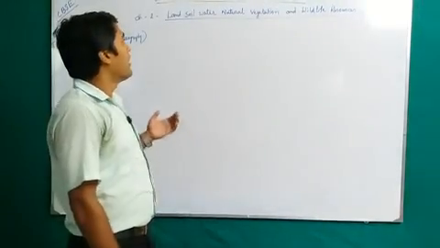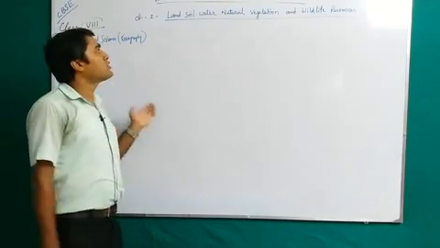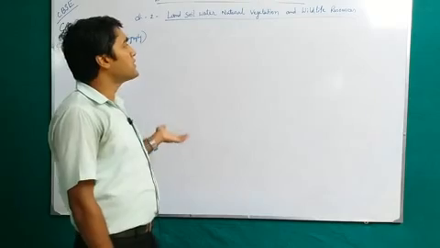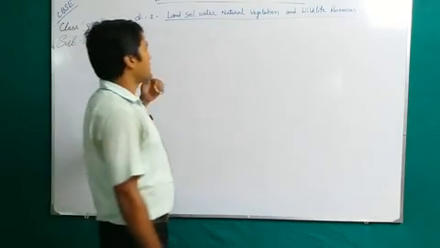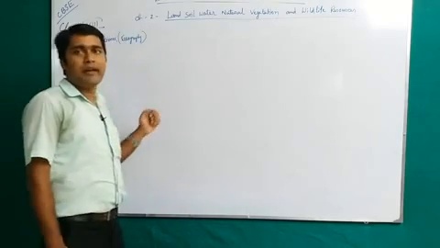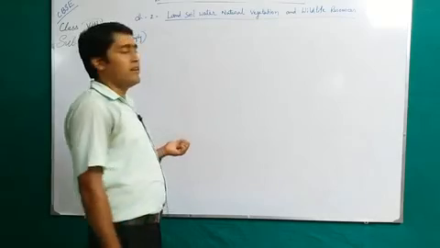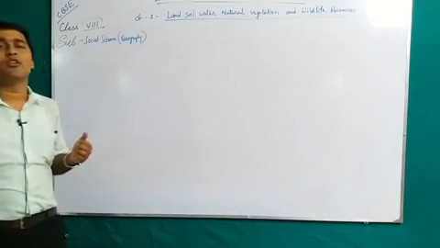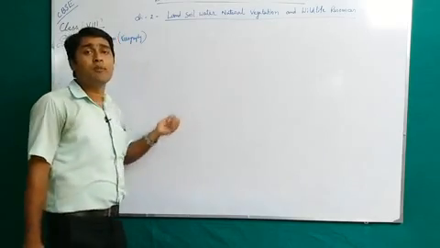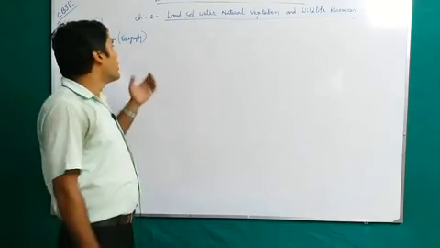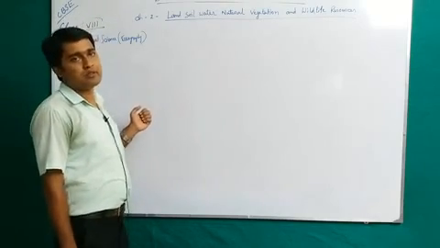Today I will start the second chapter of geography: land, soil, water, natural vegetation and wildlife resources. In the last classes I already started this chapter and discussed the factors affecting the uneven distribution of population all over the world, and also the definition of land use. When we use the land for different purposes, this is called land use.